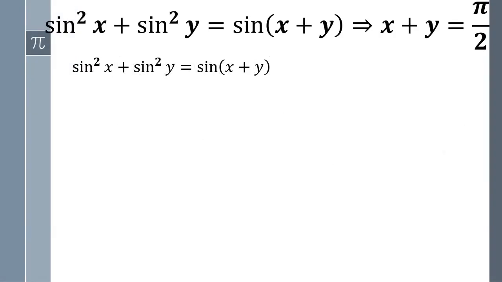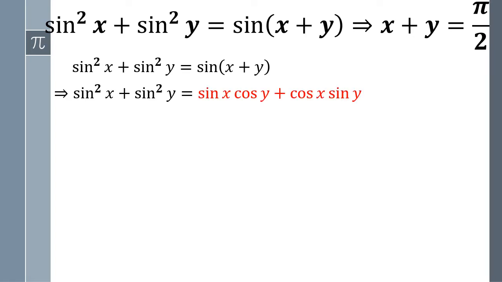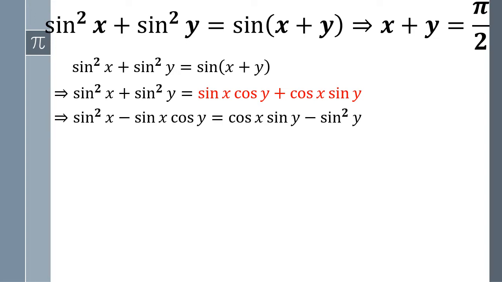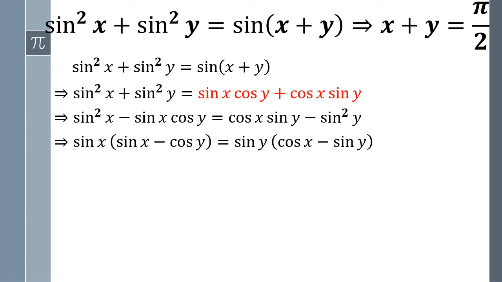The right side of this equation is sin(x plus y), which can be expanded to sin x times cosine y plus cosine x times sin y. Then I'm going to move the terms with common factors to the same sides. Then the equation becomes sin²x minus sin x cosine y equals cosine x sin y minus sin²y. On both sides, the common factors are factored out.